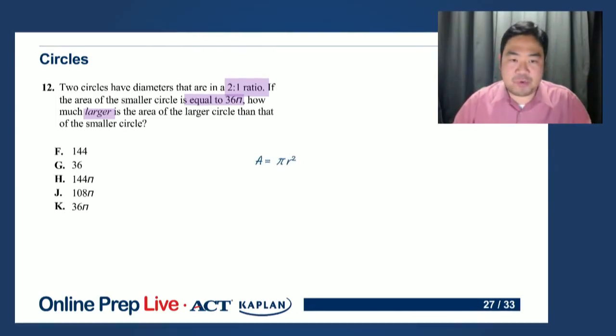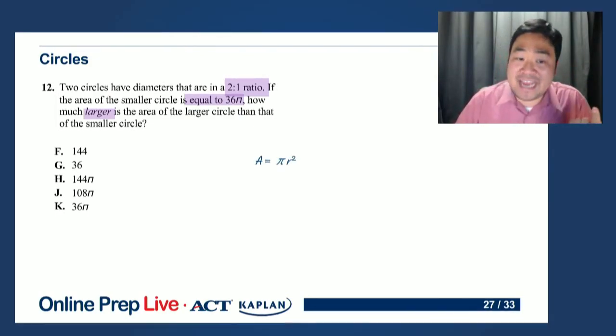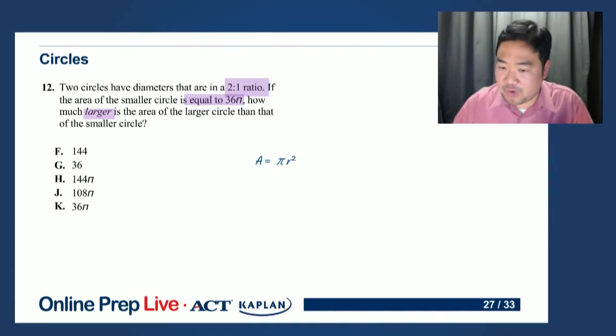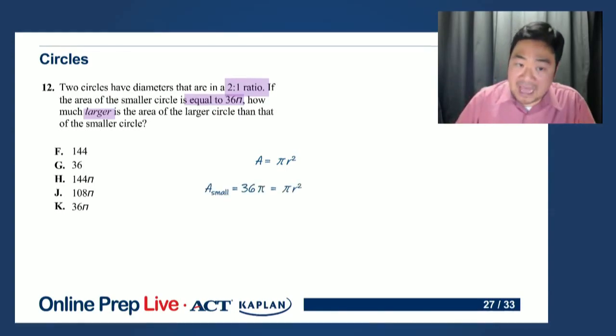So one of the first things that we're given is that we have an area. And remember, our formula for area is equal to pi r squared. Well, in this question, we know the area. The area of the smaller circle is 36 pi. So we can apply that in our formula. The area of the smaller circle is 36 pi, and 36 pi is pi r squared.